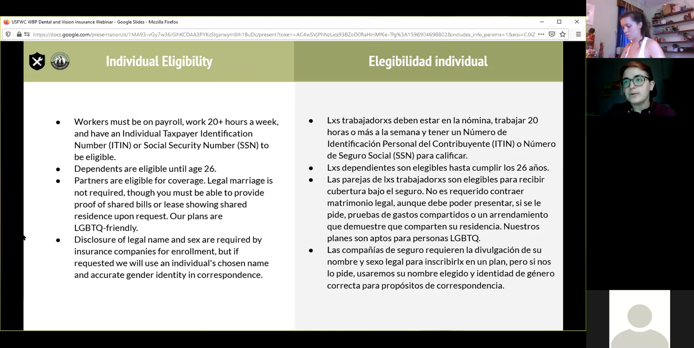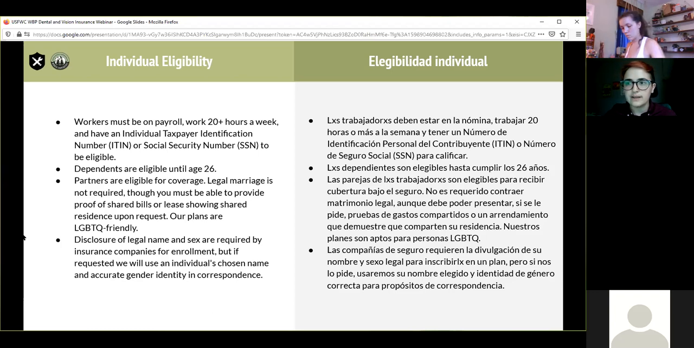For individuals within those, workers have to, for the most part, be on payroll, though if you're an LLC co-op, we can talk about it. If you're an LLC co-op, I would just recommend emailing me directly to discuss the specifics of the situation. Individuals also have to work at least 20 hours a week, though there are also arrangements we can make for situations with seasonal workers.